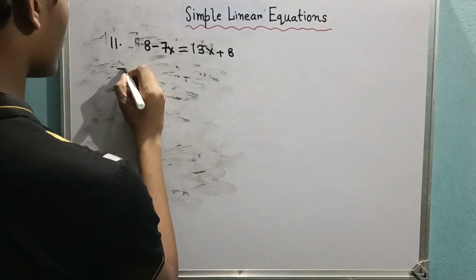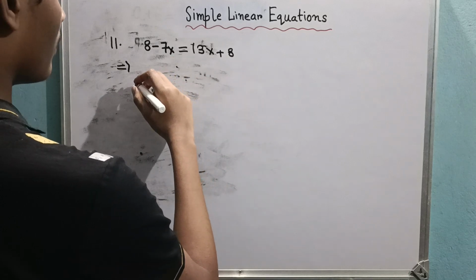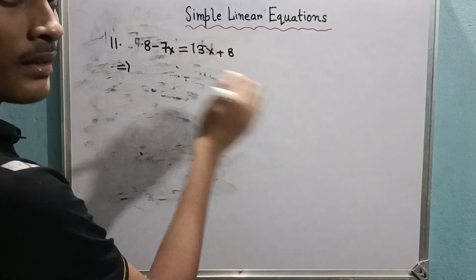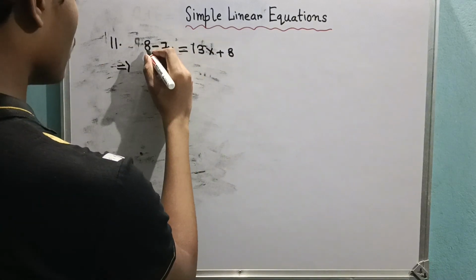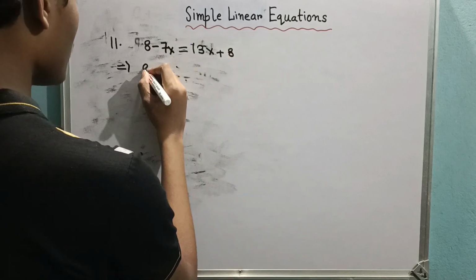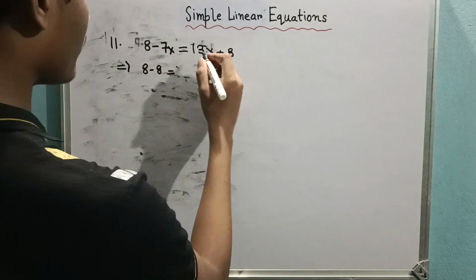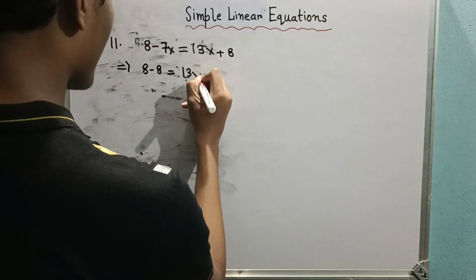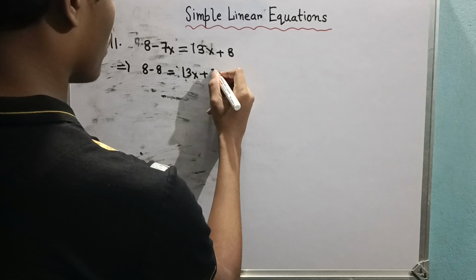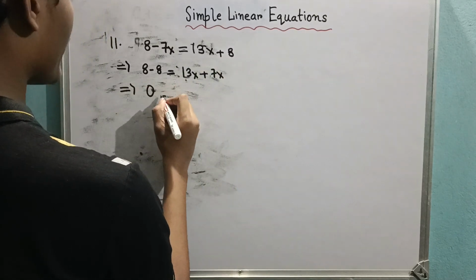So first of all, let's take the x terms to one side and the constant terms to one side. So here I have 8 as the constant term, here also 8 as the constant term. So here I can write 8 minus 8 will be equal to, here I have 13x and here minus 7x. I shift it to this side to become plus 7x, or 0 equal to 20x.